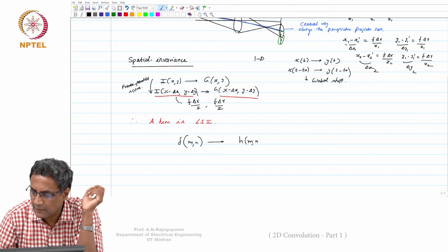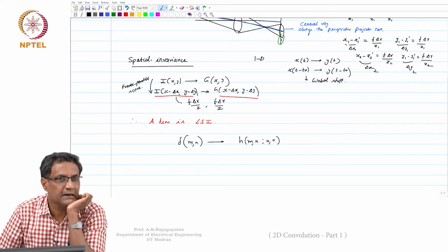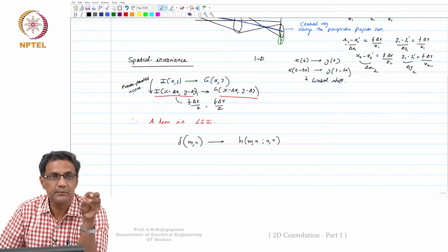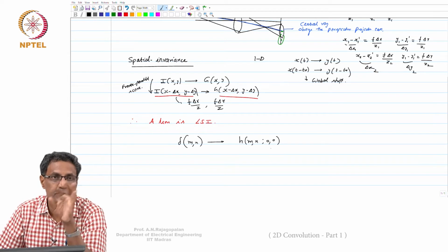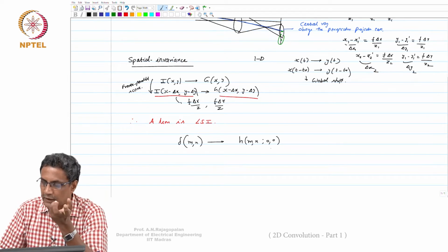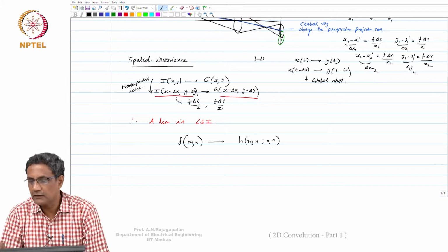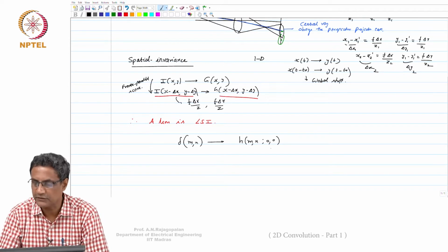So, delta mn, let us say that it gives me some output, which I call h mn, and I am going to put a semicolon 0 comma 0 just to indicate that this Kronecker delta is situated at m equal to 0, n equal to 0. So this 0, 0 indicates that this impulse was applied at m equal to 0, n equal to 0. So this is like a response to an impulse. I see some h mn as a function of 0 comma 0.